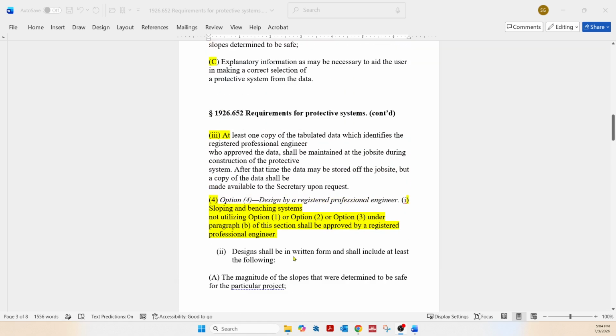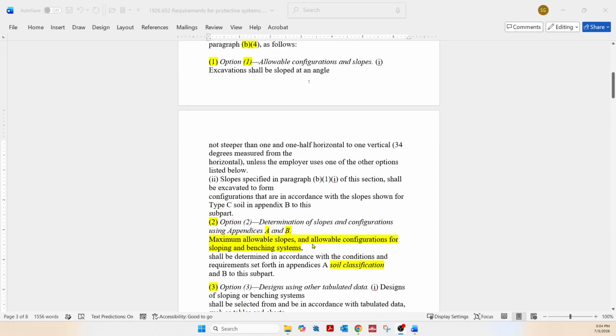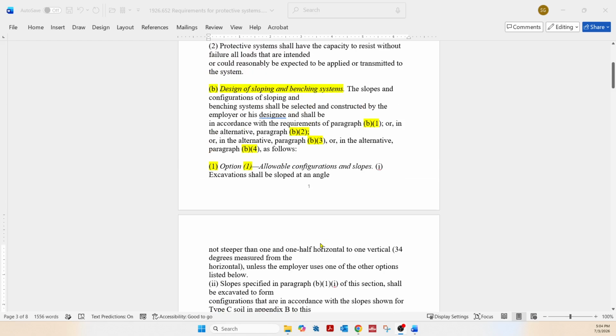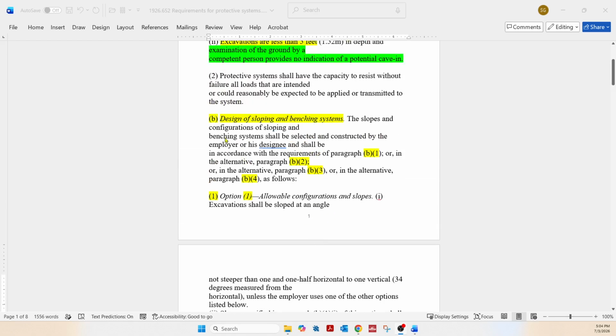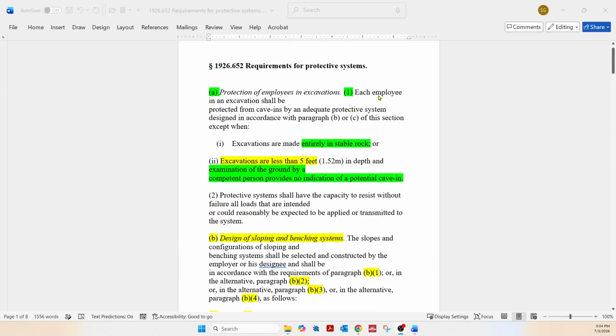Now, pushing my luck, kind of strumming around. If I get lost in an OSHA rule, I don't know if I'll ever come up for air. There's that B right there. And let's get back to the very beginning again. Each employee in an excavation shall be protected from cave-ins by an adequate protective system designed in accordance with those two paragraphs, B and C, that we just got through talking about. One's for the mechanical stuff, one's for the digging stuff.